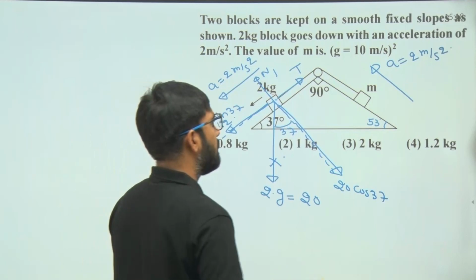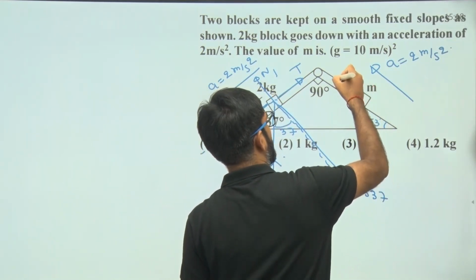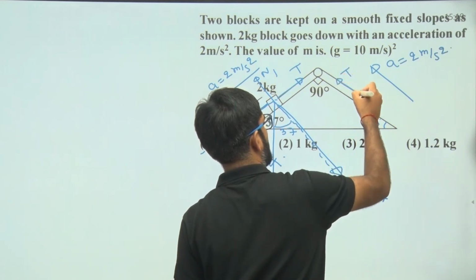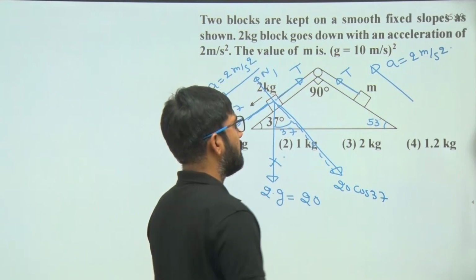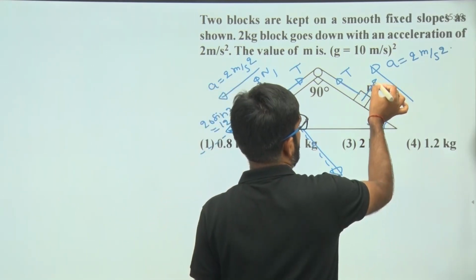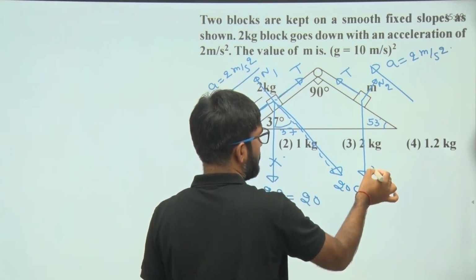The same way, draw the FBD of block of mass m. In this direction, tension will be same T. From here to here, string is same, then tension will be same. In this direction, suppose normal is N2, mass is m, then gravitational force is m into g.